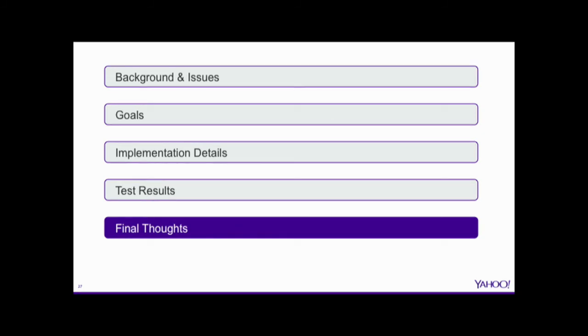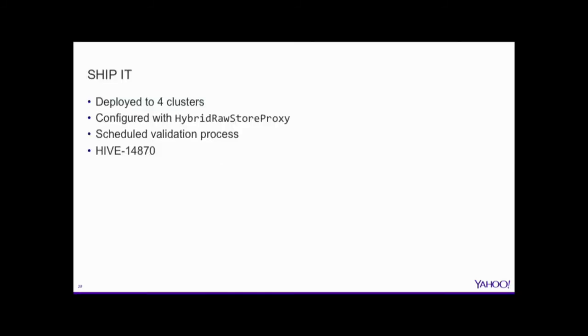So, in closing, we have successfully deployed OracleStore to 4 of our clusters, and it's been configured to write into both schemas. All read operations are being answered from the OracleStore tables only, and we have a scheduled process that runs once a day, which goes through all of the objects in both of the schemas, does an object-by-object comparison, and validates the data integrity between the 2 schemas.